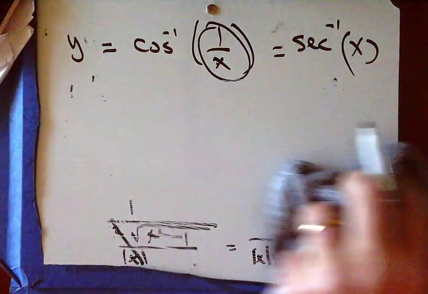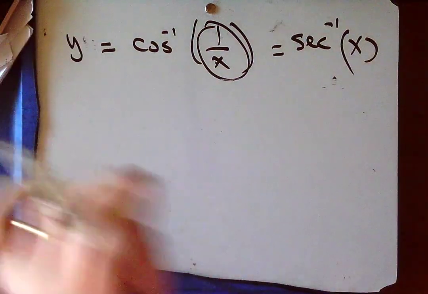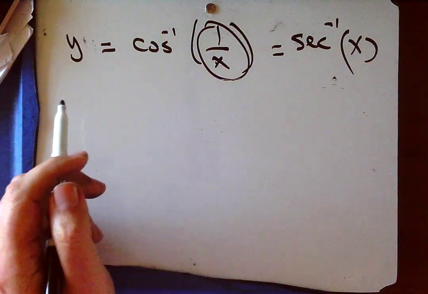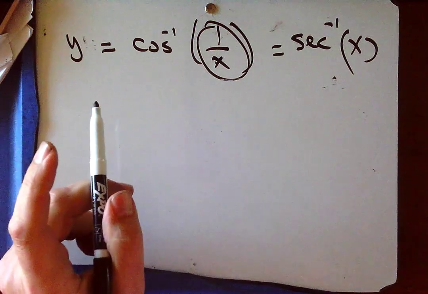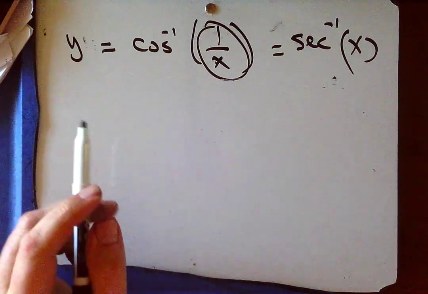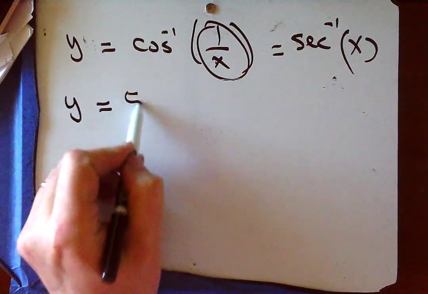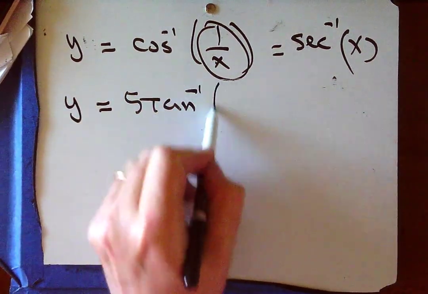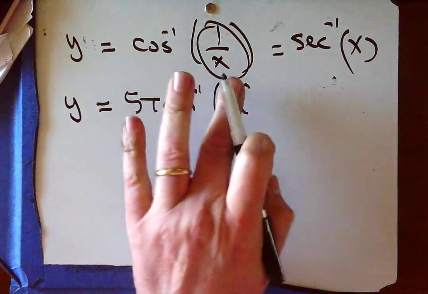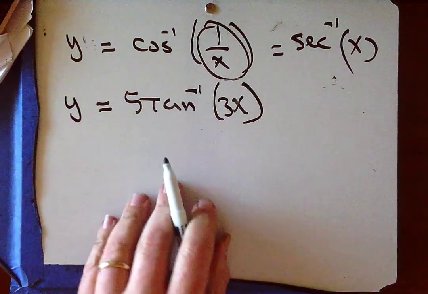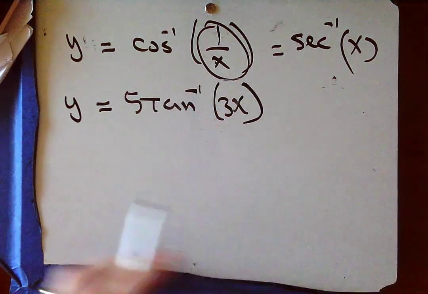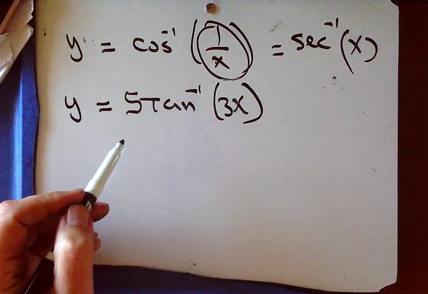I would be surprised if you saw that on a test. Maybe if this were honors AP Calc, we'd do that. But yeah, I wouldn't expect it on our test. Y equals 5 tangent inverse of 3x. Okay, find that derivative, pause the video, come back when you're done.